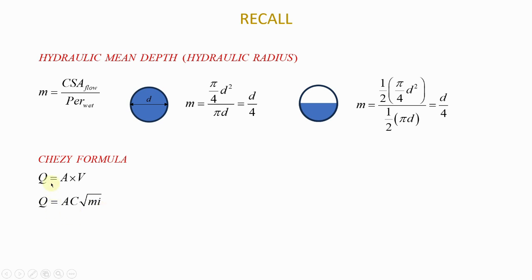And of course, because flow rate is equal to area multiplied by velocity, and you can see also in this formula, we have area multiplied by all this, so all this here must be velocity. So therefore, in Chezy's formula, you can get the velocity using this equation here. And C again, as I said, is the Chezy constant.